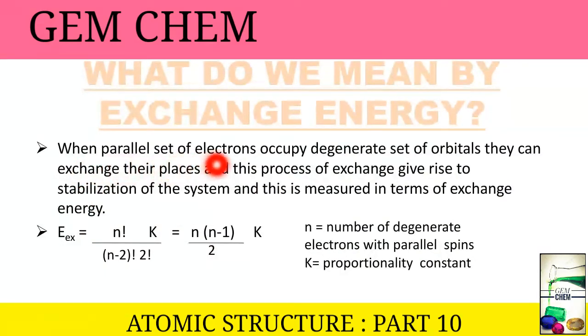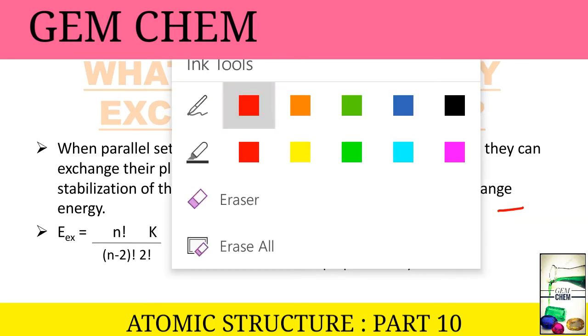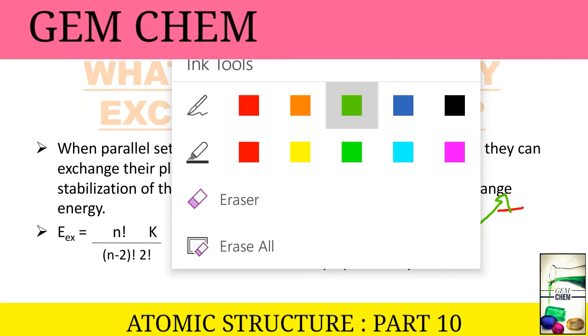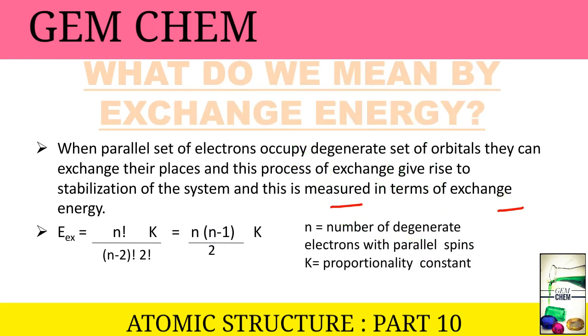Now see, when a parallel set of electrons occupy a degenerate set of orbitals, they can exchange their places, and this process of exchange gives rise to stabilization of the system, and this is measured in terms of exchange energy. Suppose for d orbitals there are 5 degenerate orbitals, right? If one electron is placed here, it will be able to exchange places from here to here, or it can go to here. So this is how it exchanges places, and the number of ways in which it can exchange its places can result in greater stabilization. So this is important. Now how can we calculate this exchange energy?